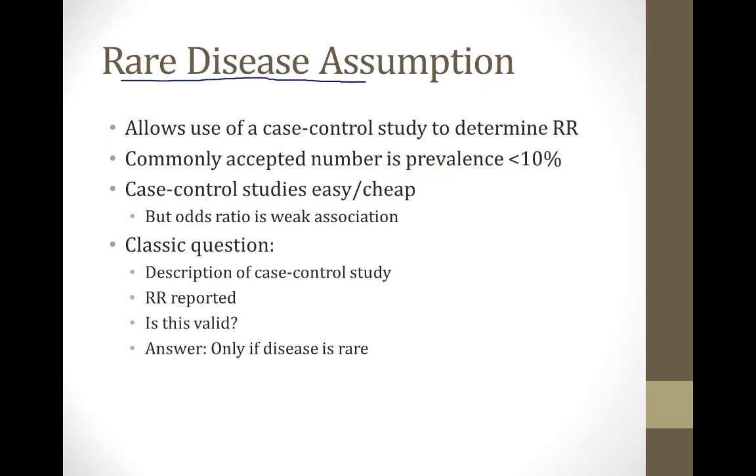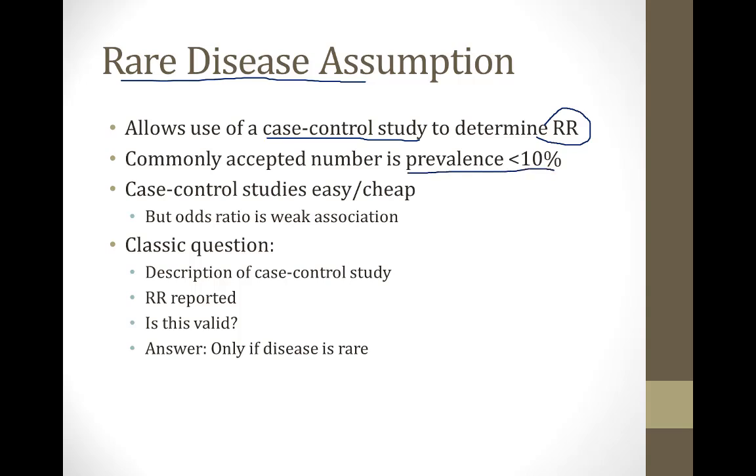So the rare disease assumption allows us to use a case control study design to determine a risk ratio. Remember, case control studies are usually done to determine an odds ratio, but when the disease is rare, we can use them to determine a risk ratio.